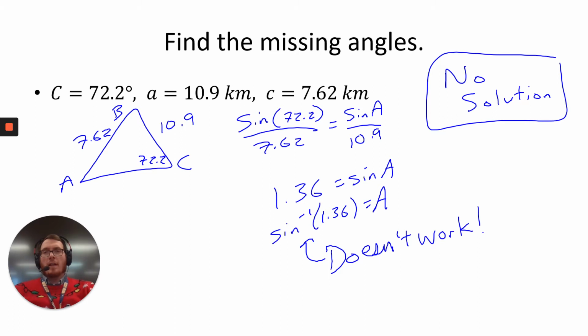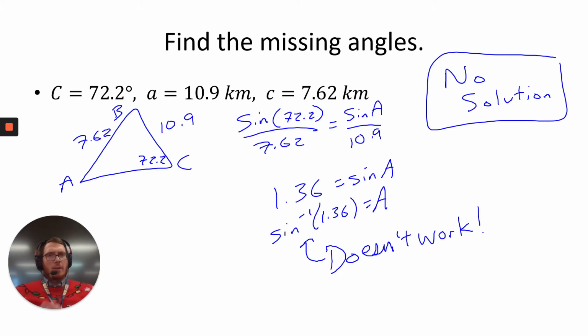The next one, I have angle C is 72.2 and side length C, which is 7.62. I have side length A, but no angle A, so I do the law of sines. So sine of 72.2 over 7.62 equals sine of A over side length A. I cross multiply, I divide out, I do the sine inverse. Sine inverse of 1.36, and that doesn't work, which means there's no solution, which is oftentimes what students hope for, because then you're done with any question. But that means that there's no possible way to draw any triangle that has those three components to it, and so there's no solution to that.